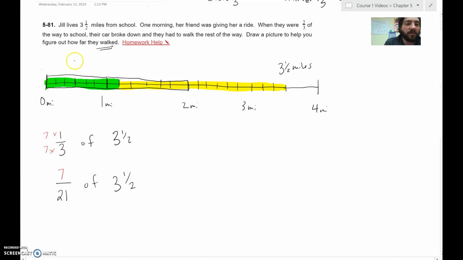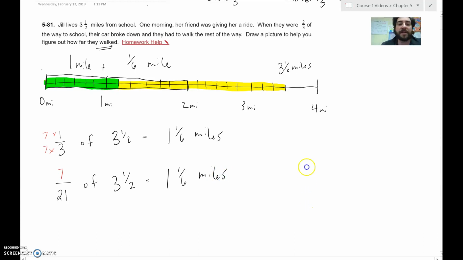So they walked 1 mile and 1/6 of a mile. So how far did they walk? They walked 1 1/6 miles.